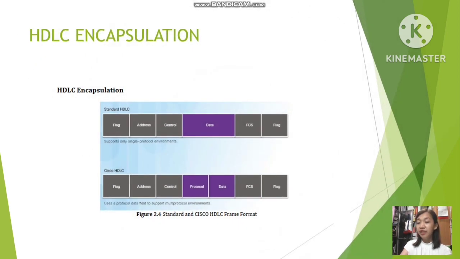Next, we have the HDLC encapsulation. HDLC is a bit-oriented synchronous data link layer protocol developed by the International Organization for Standardization, the ISO. The current standard for HDLC is ISO 13239. HDLC was developed from the Synchronous Data Link Control standard proposed in the 1970s. HDLC provides both connection-oriented and connectionless service. HDLC uses synchronous serial transmission to provide error-free communication between 2 points.